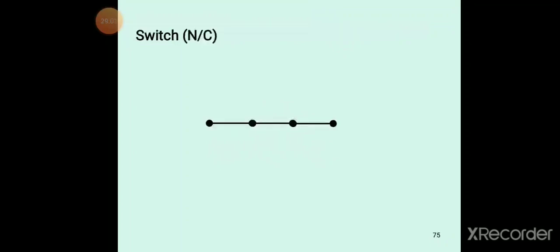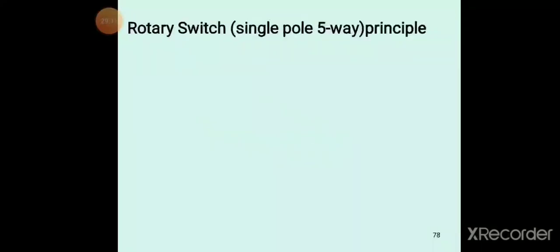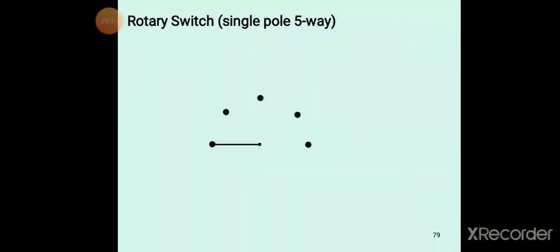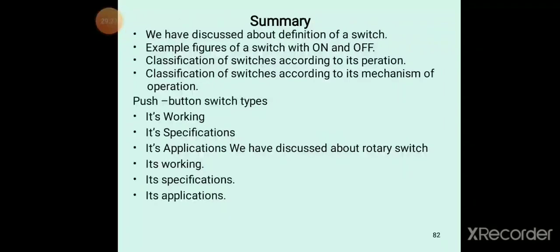The normally closed switch symbol: normally closed means normally the position is closed. Whenever you want to make it on, it is in the off position. So these are the different symbols we are using. So this is our topic that we discussed today.